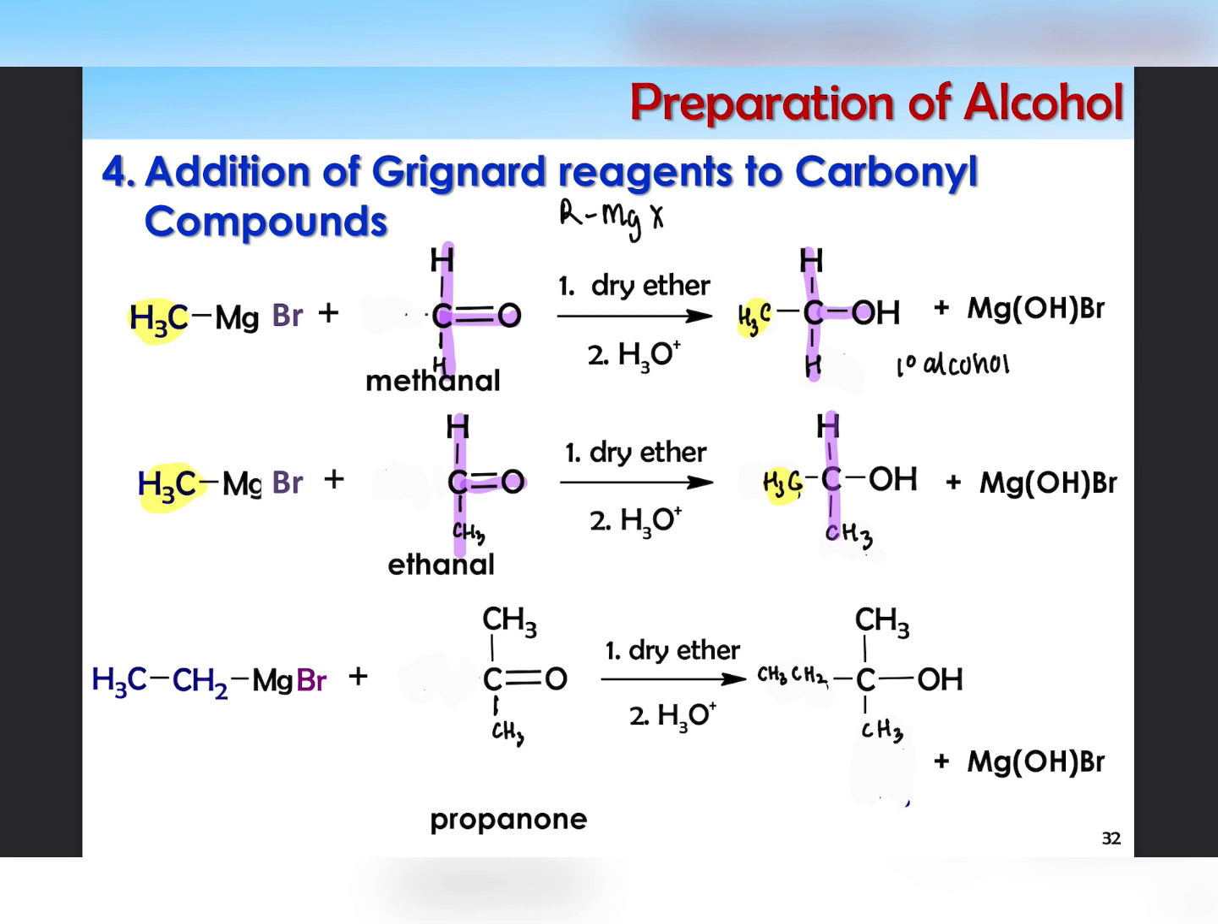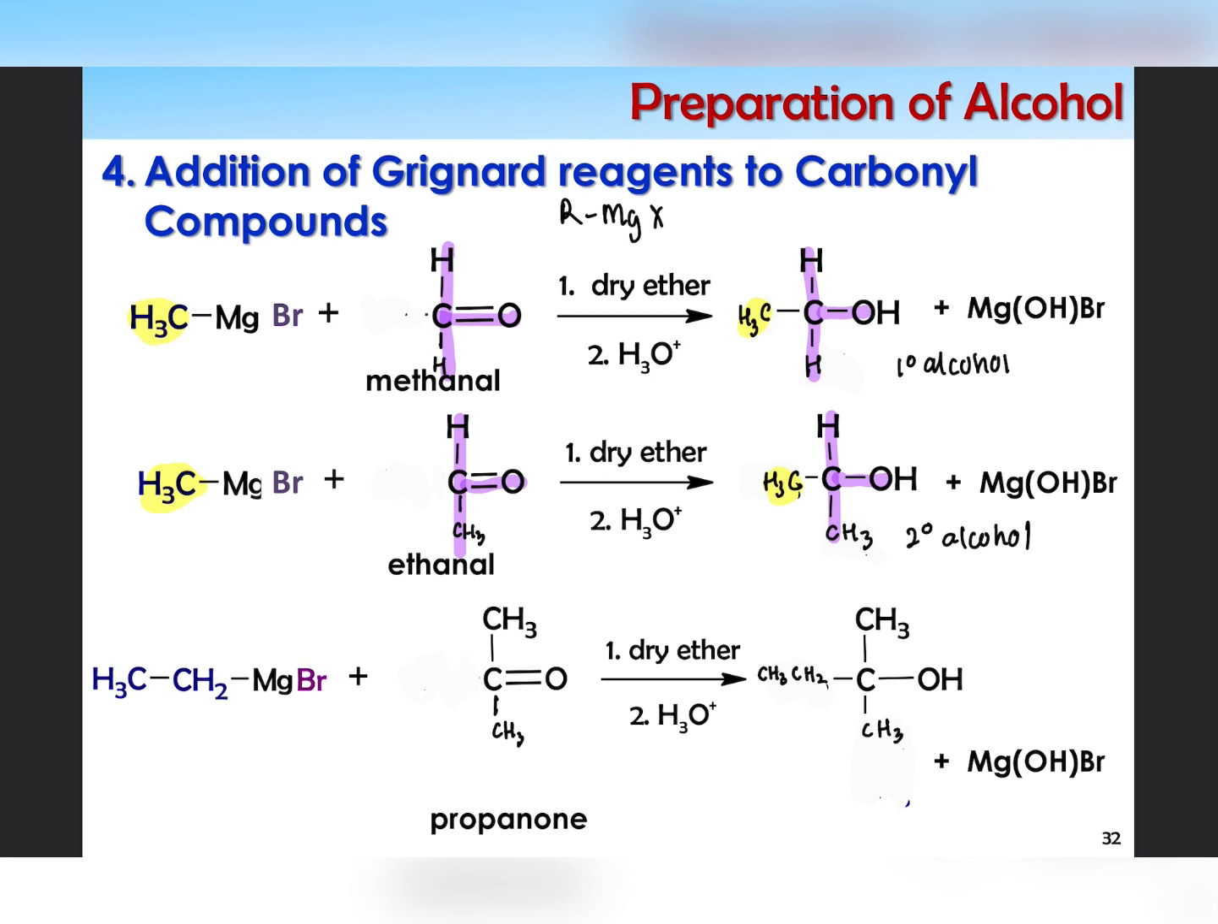So ini from your aldehyde here. Okay, the one I highlighted in purple. So the second step is kita buat hydrolysis. So ini, this part akan jadi OH, and you will form your product MgOHBr. So this one is secondary alcohol.